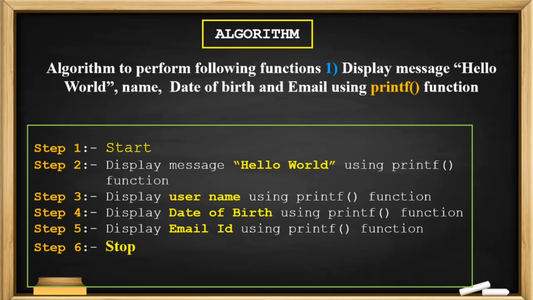So, step 1 is a start. In step 2, we will display message hello world using printf function. In step 3, we will display name of user or programmer using printf function. In step 4, we will display date of birth of user using printf function. In step 5, we will display email address of user using printf function. Step 6 is a stop.